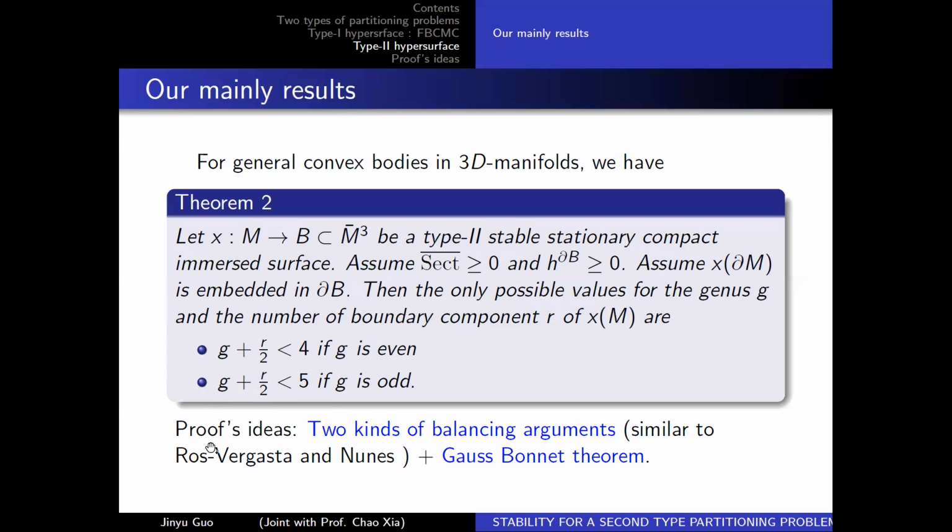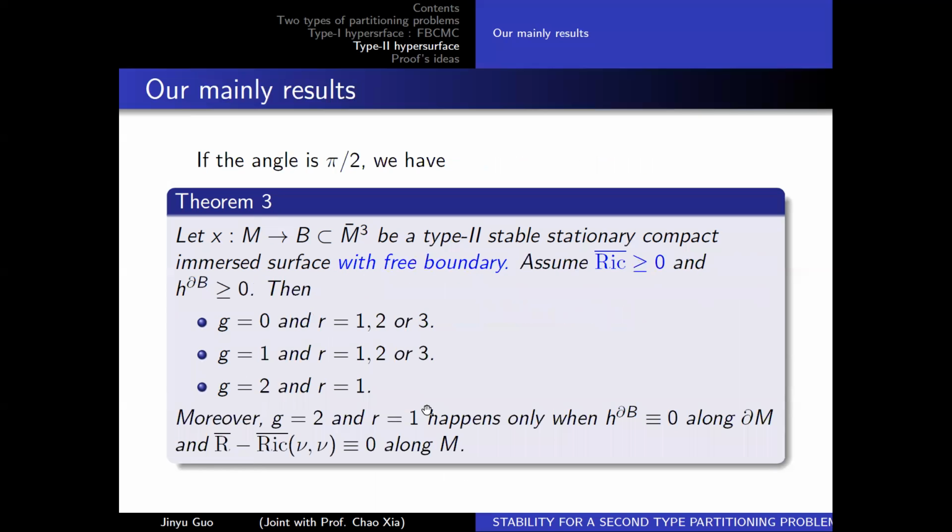The theorem's basic idea is the two-cancel balancing arguments, similar to Ros-Vergasta and Nunes, plus the Gauss-Bonnet formula. Because we assume the boundary M is embedded in boundary B, we can use the Gauss-Bonnet formula in boundary B. In particular, if the angle is a right angle, we have theorem 3.